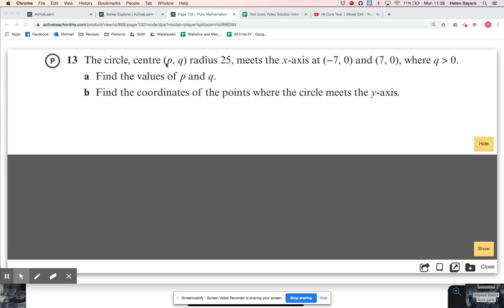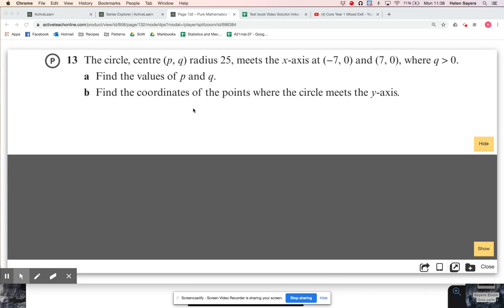So I've got a circle. I'm not told its center, I'm going to have to find it, but they define it as PQ. I've got the radius, and then two points on the circumference of the circle. And they tell me Q is greater than 0. So I suspect at some point I'm going to get two possible values for Q, one positive and one negative, so they're just telling me which one to use, but kind of jumping ahead.